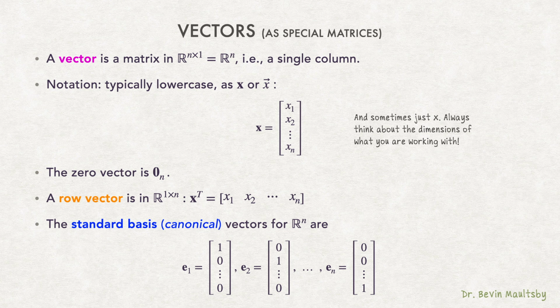Let me also introduce some named famous vectors. What I call the standard basis vectors, which are sometimes called the canonical vectors, for Rn, are the vectors with a single 1 in one entry and zeros elsewhere. So E1 has a 1 in the first coordinate and the rest of the entries are 0. Likewise, E2 has a 1 in the second coordinate and the rest of the entries are 0. In fact, you can recognize these standard basis vectors as the columns of the n by n identity matrix.